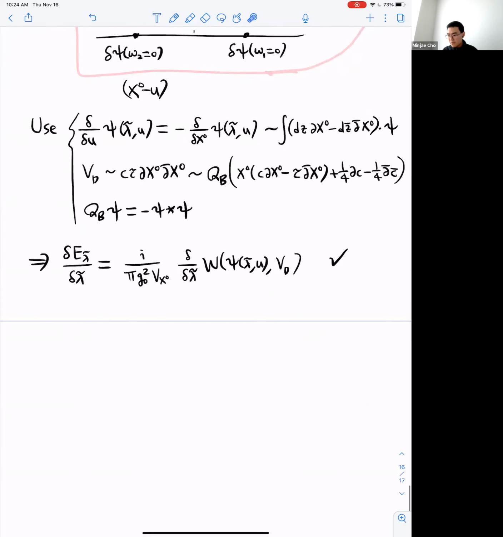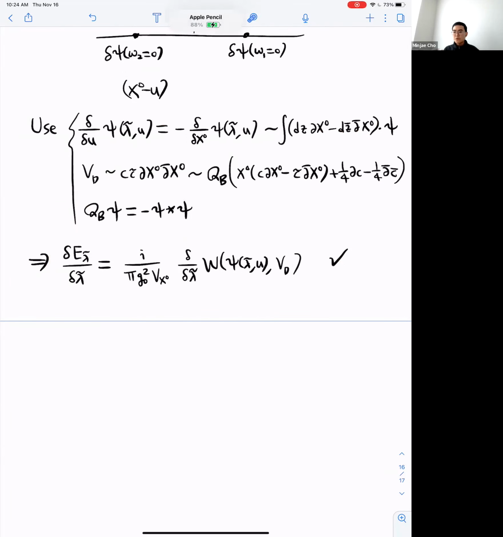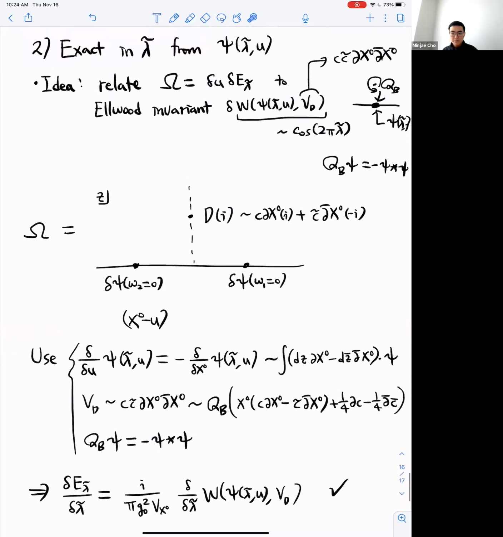And using all of that, one can actually show that they exactly agree with each other. So the conclusion here is that if we compute the energy using the symplectic form, it agrees with Ashok's expression for the energy of the rolling tachyon solution. Any questions up to this point?